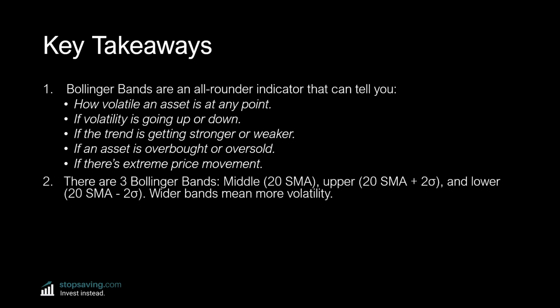2, there are 3 Bollinger Bands. The middle band, which is the 20 simple moving average, the upper band, which is the 20 SMA plus 2 standard deviations of price movement, and the lower band, which is the 20 SMA minus 2 standard deviations of price movement. Wider bands mean there's more volatility. Narrower bands mean there's less volatility.